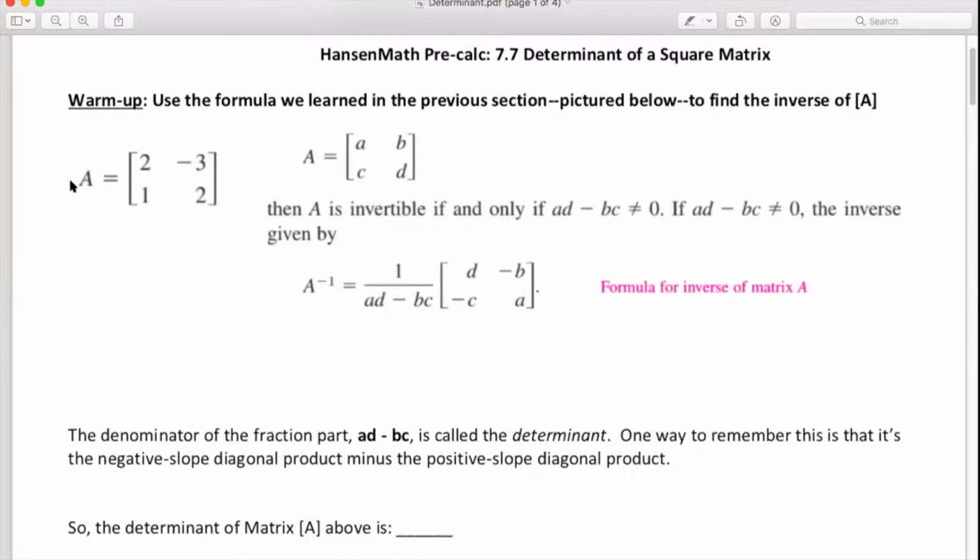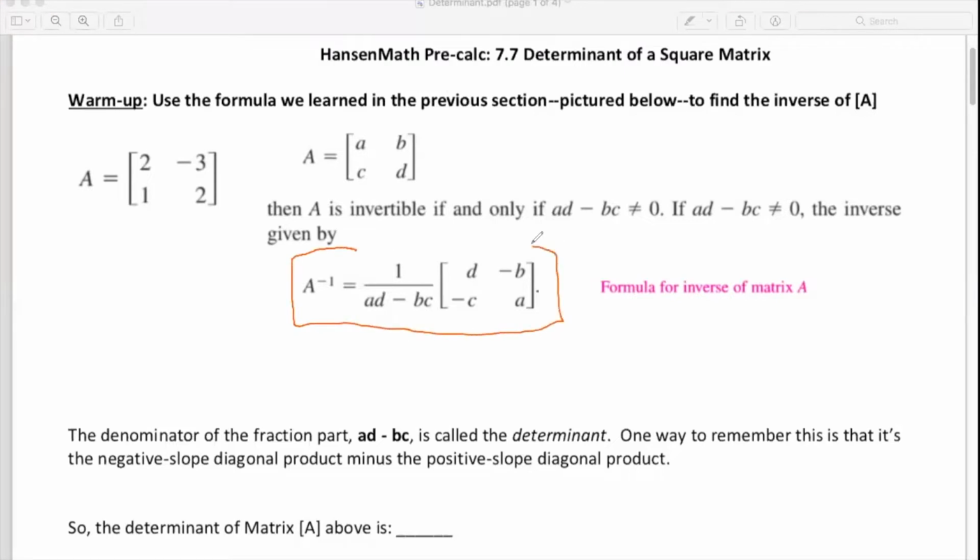Here I have matrix A, which is a 2 by 2, and we learned that for a 2 by 2 only, there is a nice little formula that you can use to find the inverse, and it works like the following. If you refer to this element in row 1, column 1 as A, row 1, column 2 as B, row 2, column 1 as C, and row 2, column 2 as D, you can use the formula.